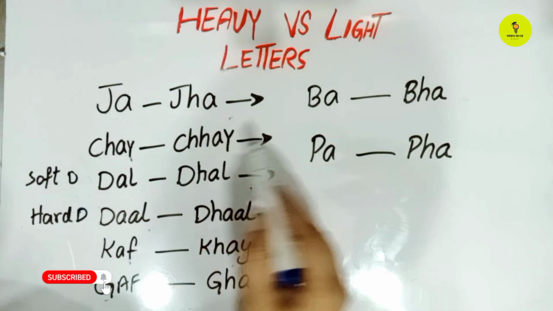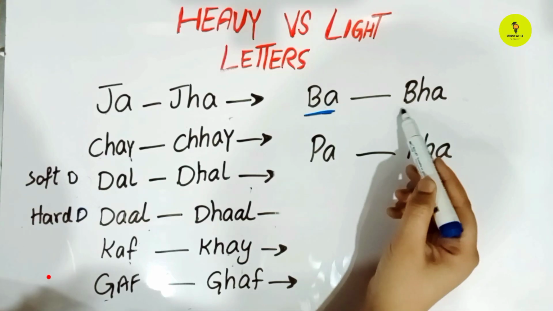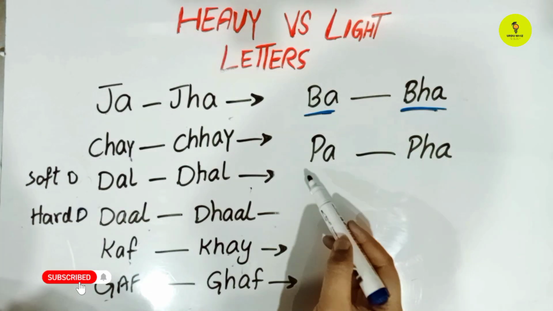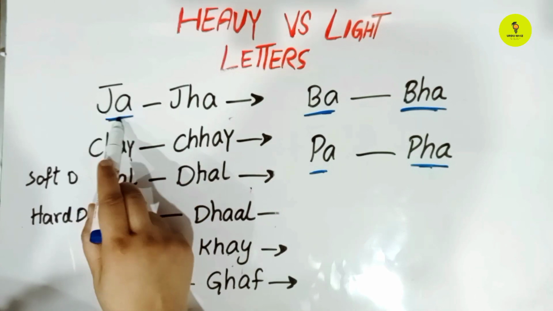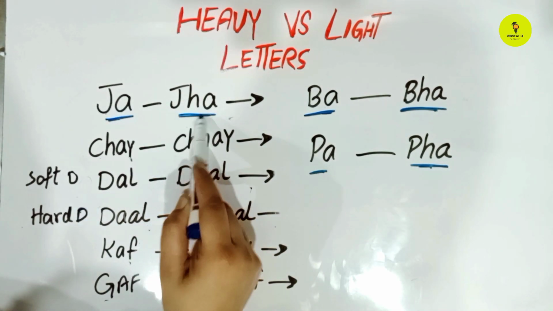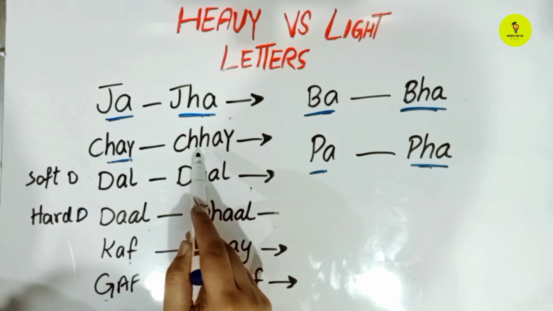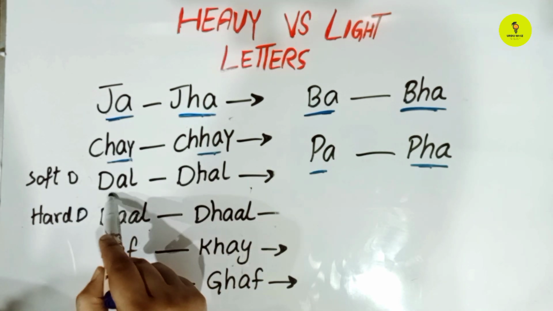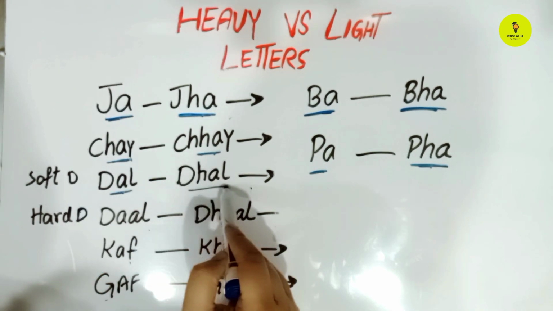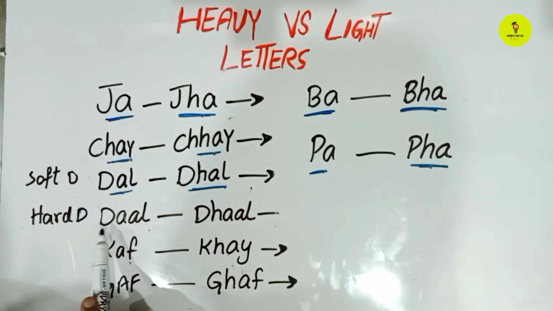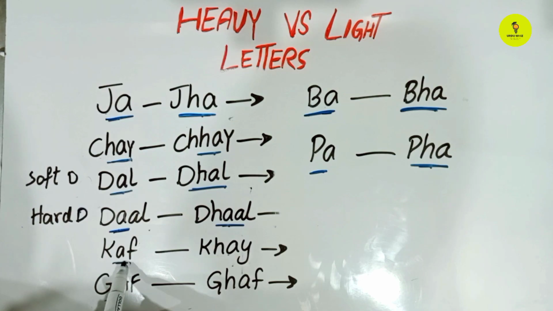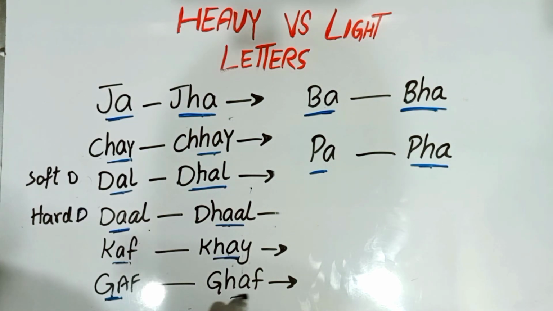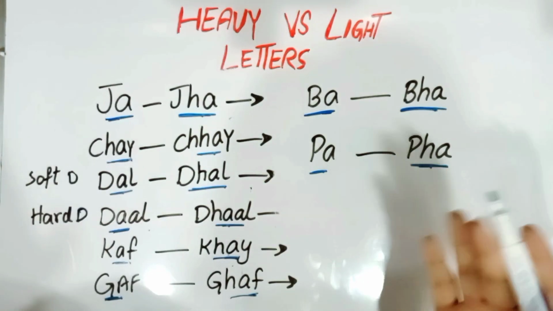Now repeat with me. Ba, bha, pa, pha, j, jha, che, chha, dal, dhal, dal, dhal, kaf, khe, gaf, ghe. Small breath, big difference.